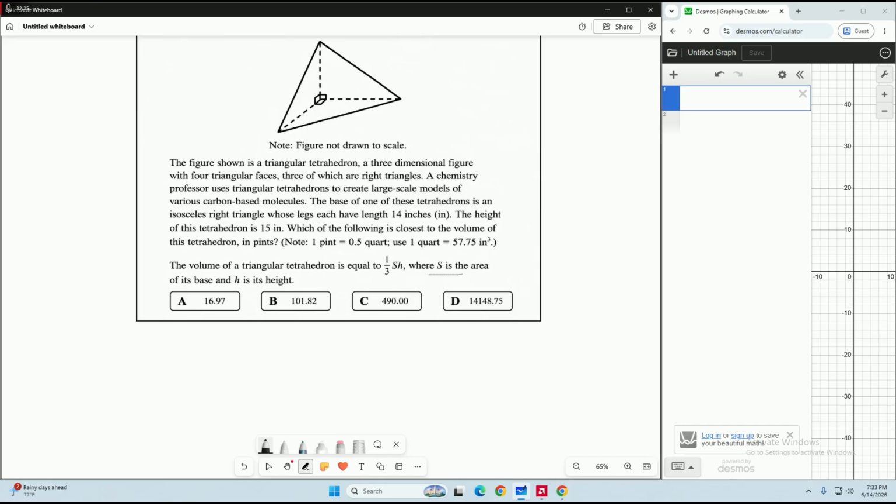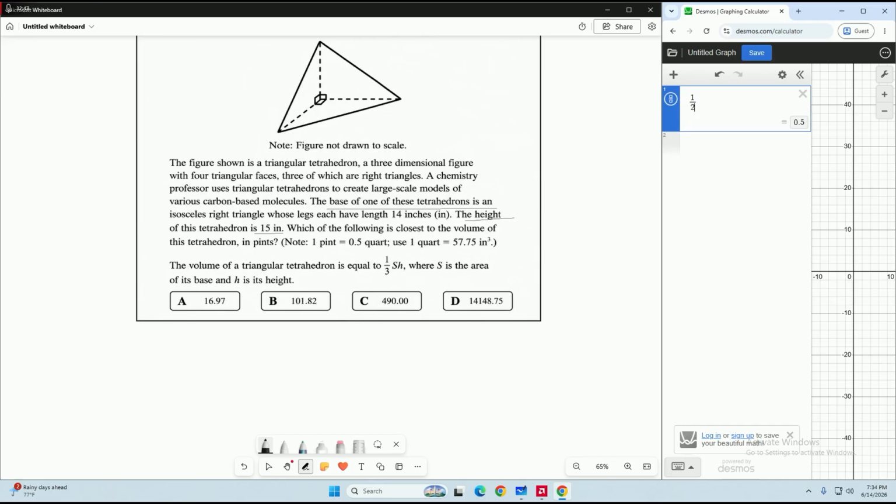It's 1/3 SH, where S is the area of its base and H is its height. So let's first determine what S is, because we have the height. The height is 15 inches, that's given in the problem. But let's find what S is. S is the area of the base, and we said that the base of the tetrahedron is an isosceles right triangle. We can represent the area of an isosceles right triangle as 1/2 base times height, or 1/2 s squared. This is the base and this is the height, depending on which way you look at it.